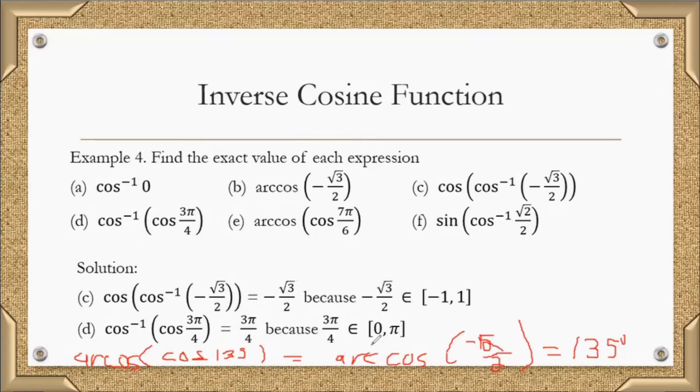Eh pag kinuha naman natin ang 3 times pi divided by 4, approximately siya ay 2.36. Ayan. Itong value na to ay nasa 2.36. Pasok pa rin, di ba? Dahil ang pi ay 3.16. So, pasok siya. Okay?